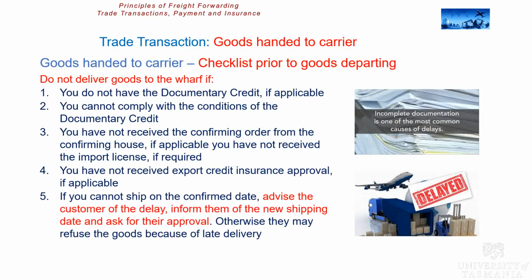And if you cannot ship on that confirmed date, as I said before, advise your customer of the delay to inform them of a new shipping date and get their approval. Otherwise you're likely to get a stop in the delivery of those goods. Also, of course, if you haven't communicated already with the Australian Border Force, so you haven't received an export declaration number, that's something that you will need to do before sending your documents up.